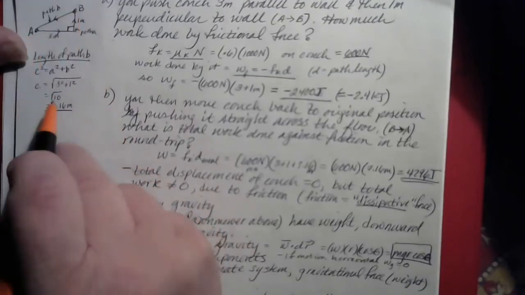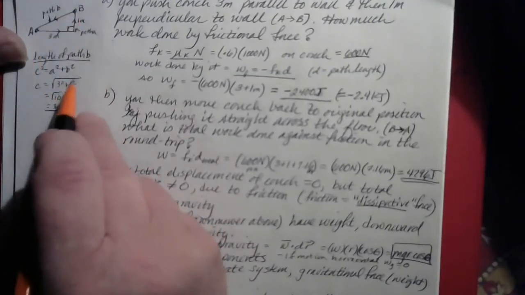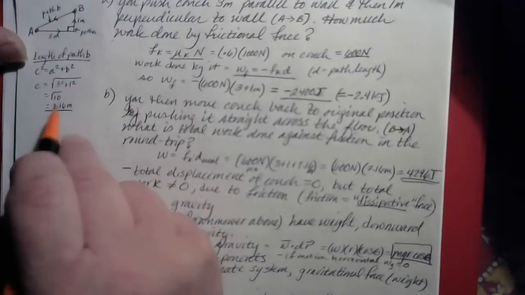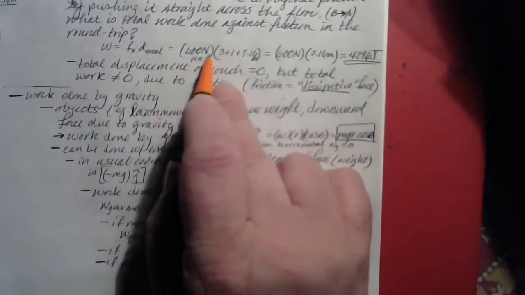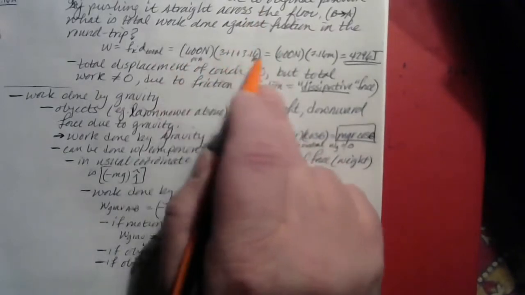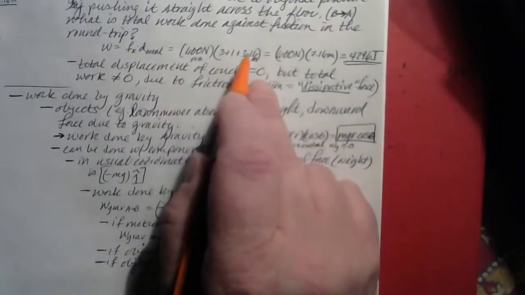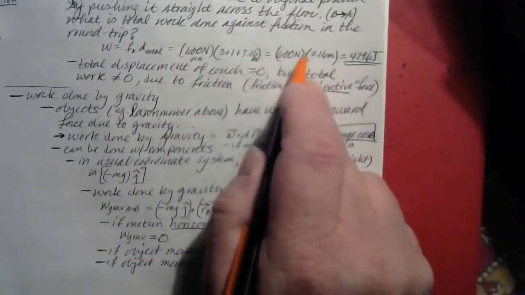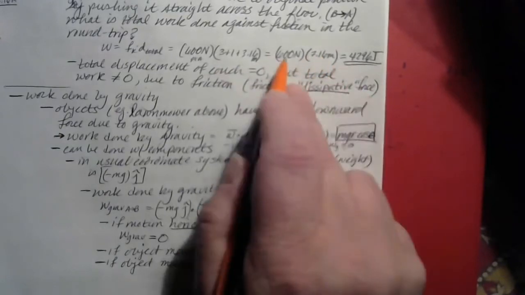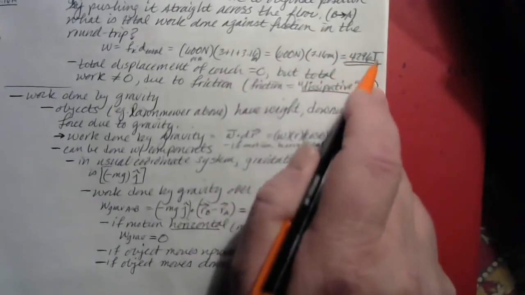So in this case, the distance directly from B to A is the square root of 3 squared plus 1 squared. That's the square root of 10, which is 3.16. So the total work done against kinetic friction for the entire round trip would be the force of kinetic friction, which is 600 newtons, which we got up in part A, times the total distance, which is 3 plus 1 plus 3.16. And that's 7.16. And 600 times that is 4,296 joules.